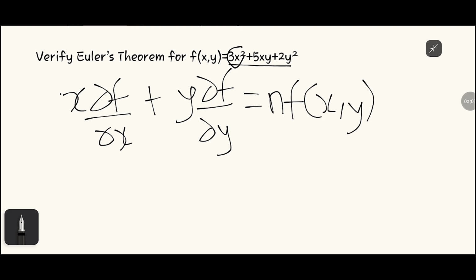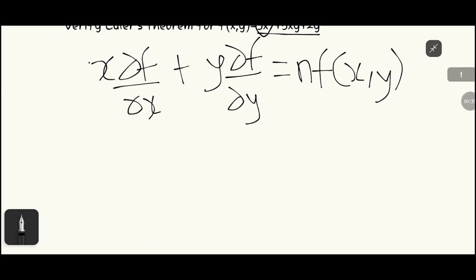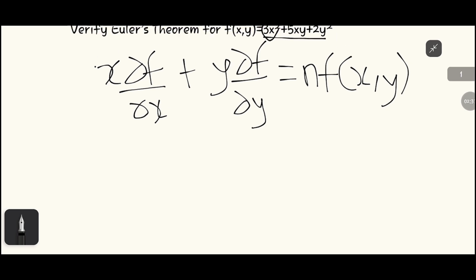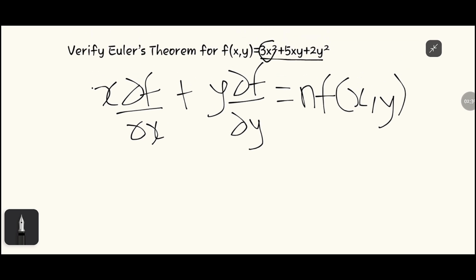And the last one, 2y²? The power of the variable is 2 because we have y to the power 2. So if you watch, the powers are the same. That means the function is homogeneous and the degree of the function is 2. So that is another way of finding the degree of the function without going through all the processes of solving homogeneous functions.